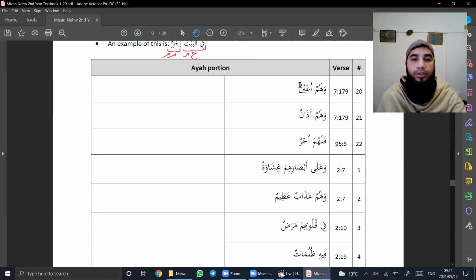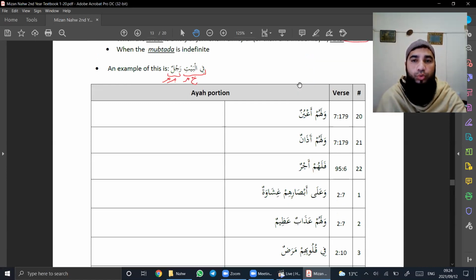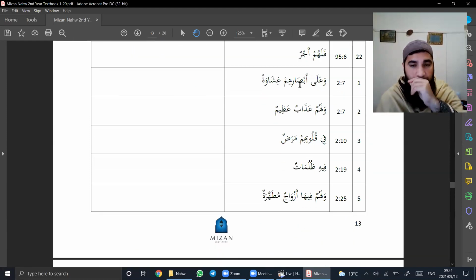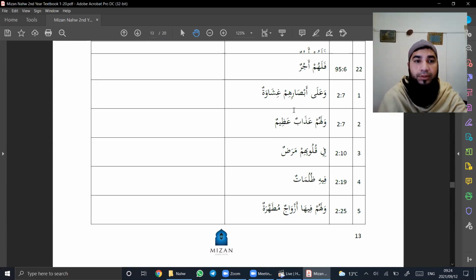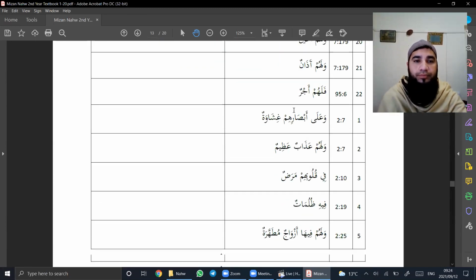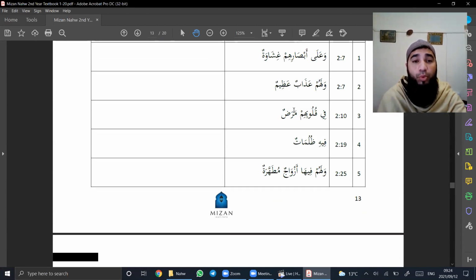Right. So what we're going to do now, inshallah, is I want you to translate these sentences, right? We have 22 of them. We're going to translate them, but more than translating them, I want you to identify for me the mubtada mu'akhar and the khabar muqaddam.